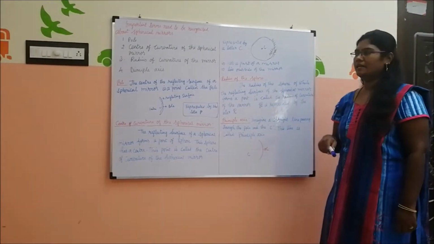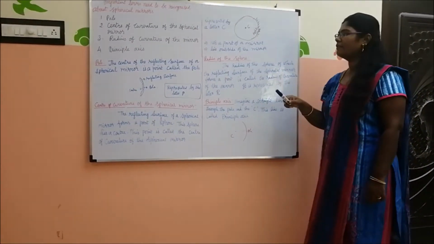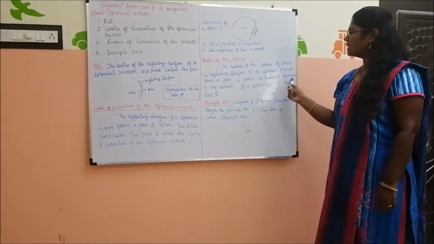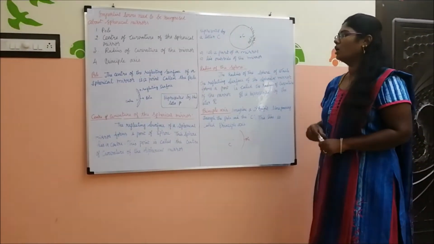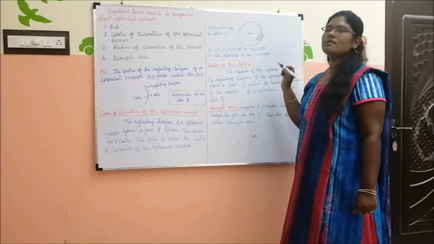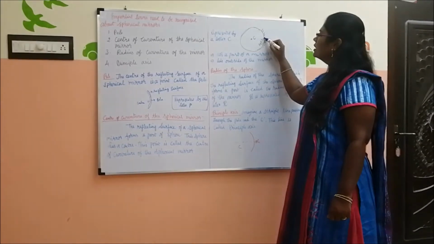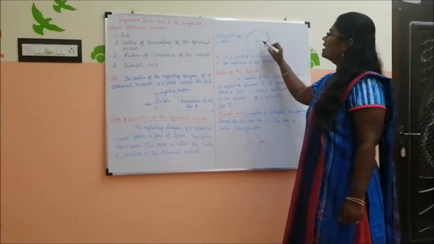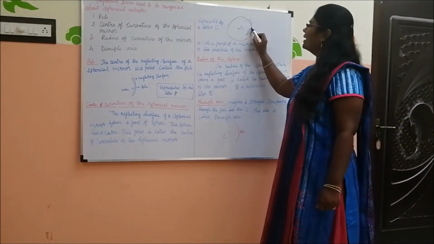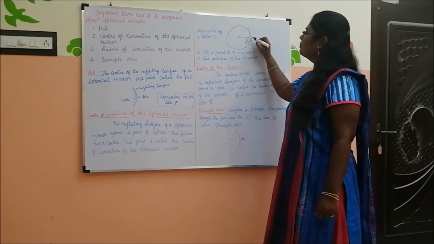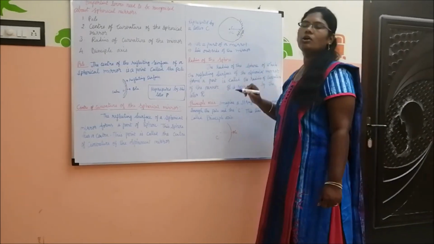Radius of curvature. The radius of the sphere of which the reflecting surface of the spherical mirror forms a part is called the radius of curvature of the mirror. It is represented by the letter R. See, the radius of the sphere is nothing but the distance between the pole of the reflecting surface and the center of curvature. If we draw a line between the pole and center of curvature, the distance PC is called the radius of curvature of the spherical mirror.